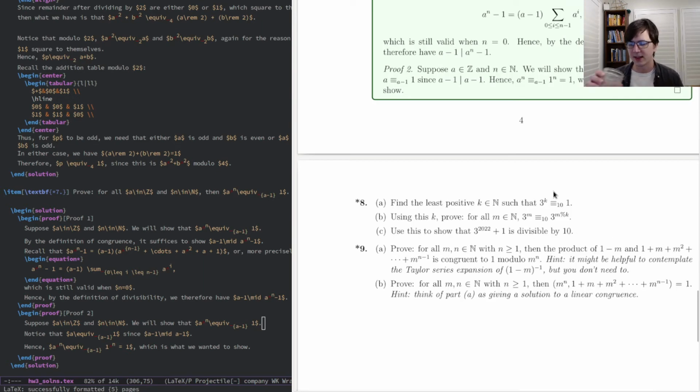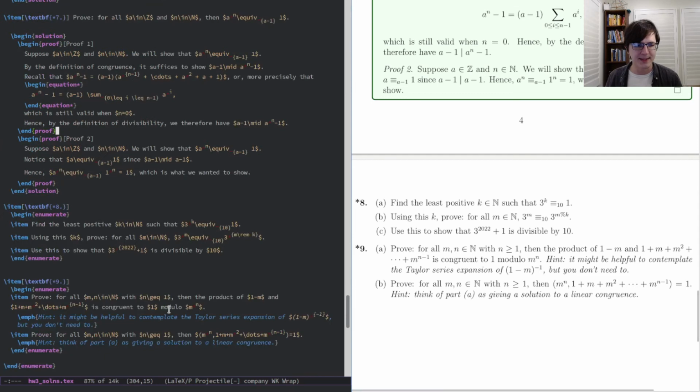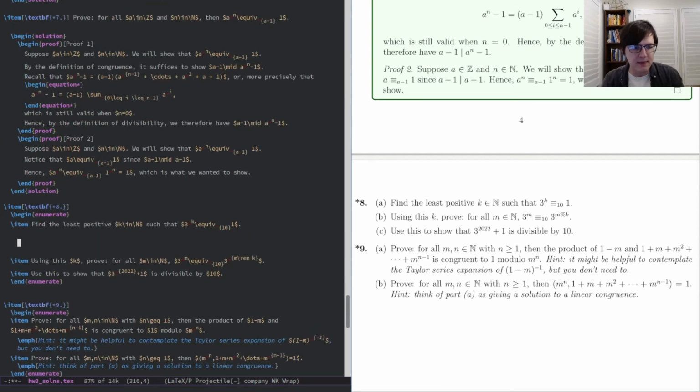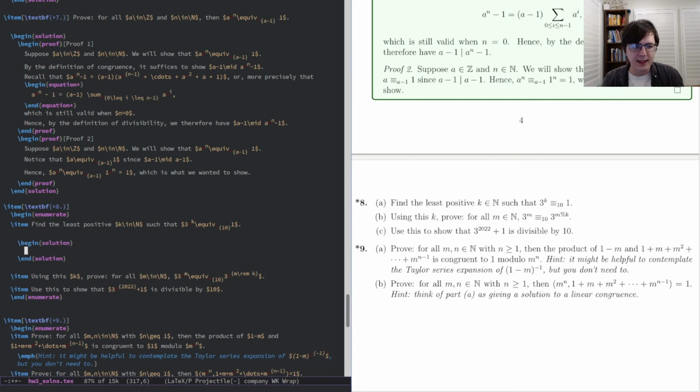Okay, we're in the home stretch. Or maybe it's the second to last lap. Find the least positive k such that 3 to the k is 10. Now that we know about Fermat's little theorem, I guess we know this has something to do with that. We know from that that we know nothing, actually, because 10 is not prime.